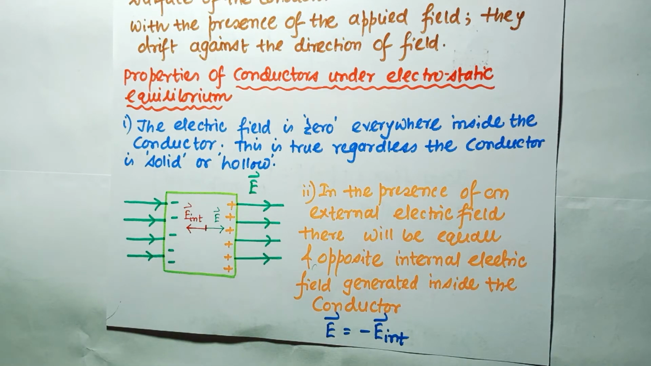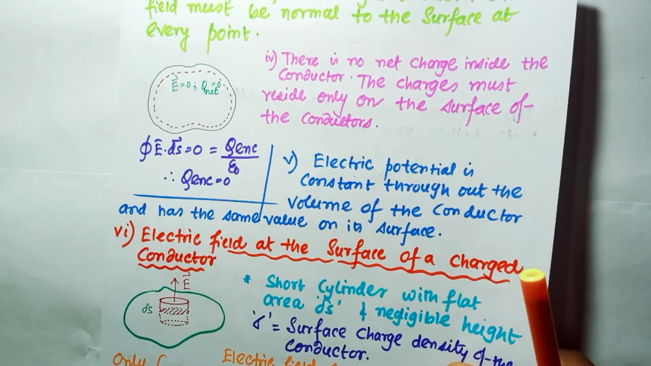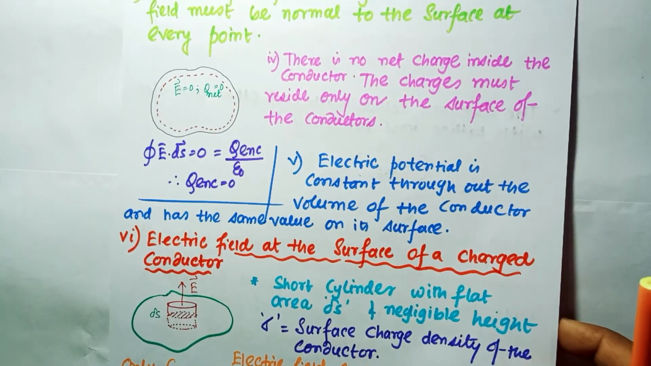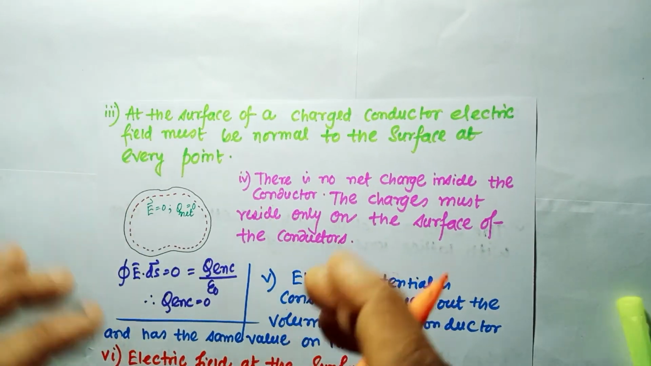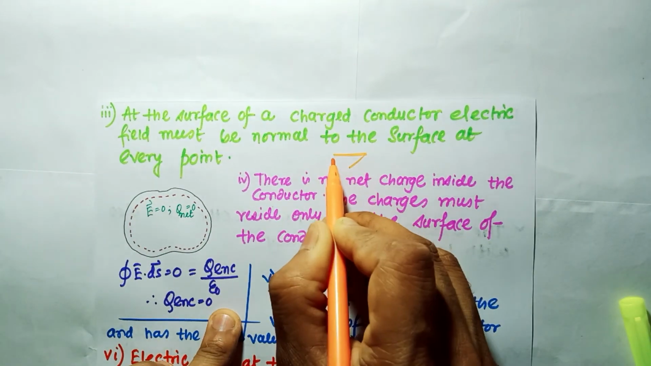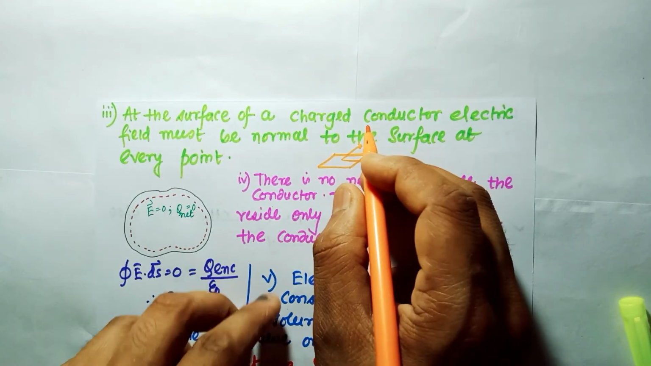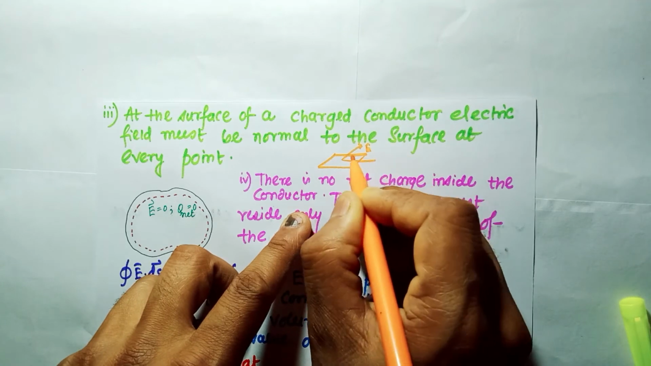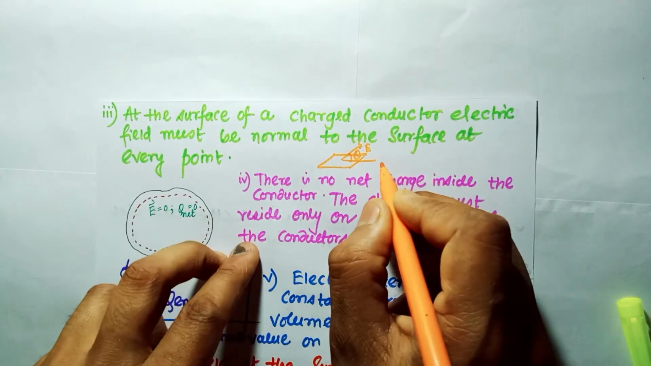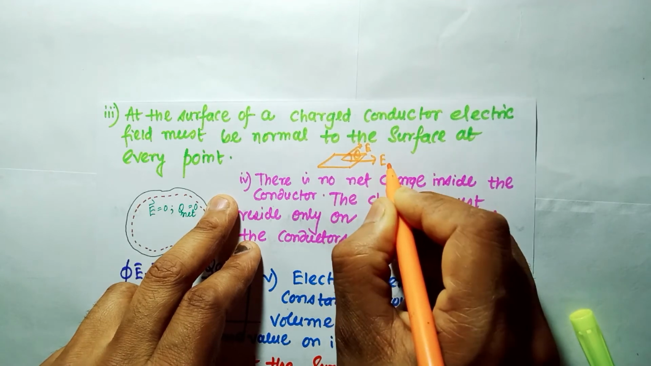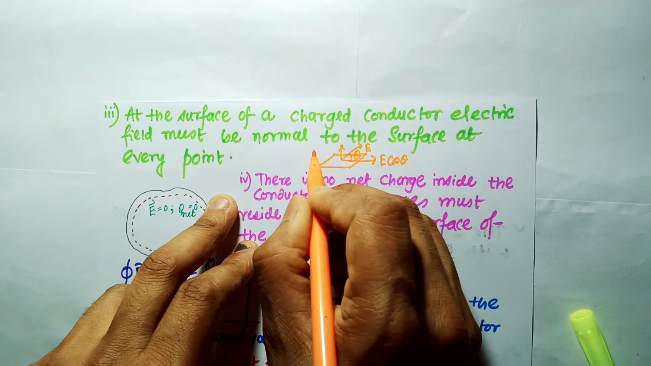So now, considering the direction of the electric field on the surface of a conductor, suppose we consider this is a conductor and the electric field is in this direction, making an angle theta with the horizontal line. So the components are: this is E cosine theta and this is E sine theta.